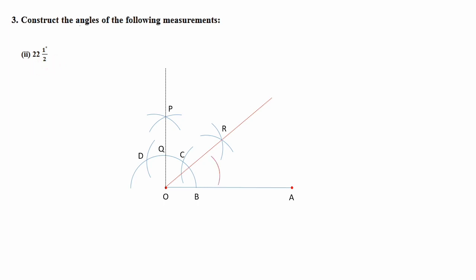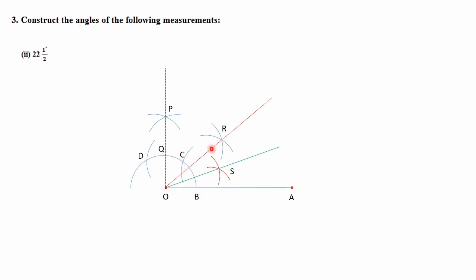Means we have to bisect the space between these angles, B and this portion. So by taking compasses using any radius, fix at B and fix at this point, and draw two arcs. Both the arcs are meeting at a point called S and join OS, and angle AOS is 22 and a half degrees.